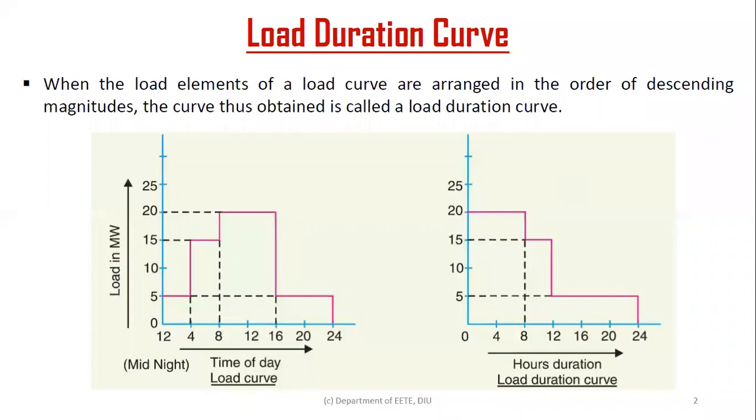In the descending manner, the higher value will be the first, then the next higher value, then the next higher value, something like that. Okay, so you see how to establish the load duration curve. When the load elements of the load curve are arranged in the order of descending magnitude, the curve thus obtained is called a load duration curve.